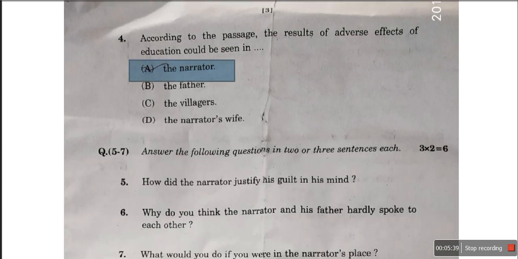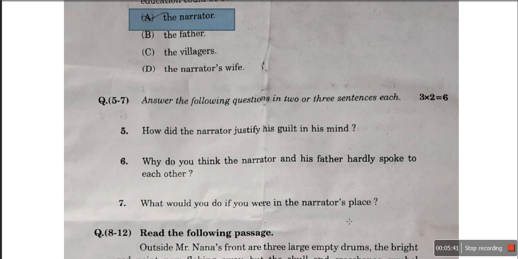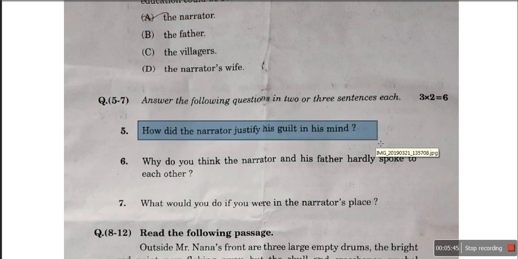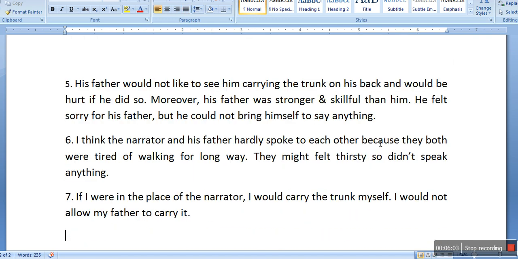And let us go to short answer questions, question numbers 5, 6, 7. So first of all, let us see here. How did the narrator justify his guilt in his mind? Here the question is actually, he felt some guilt for allowing his father to carry the trunk box. So how did he justify it? Let us see the answer here, my dear friends.